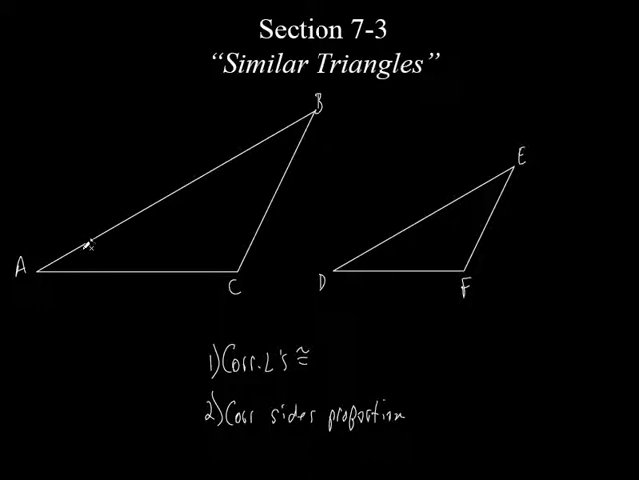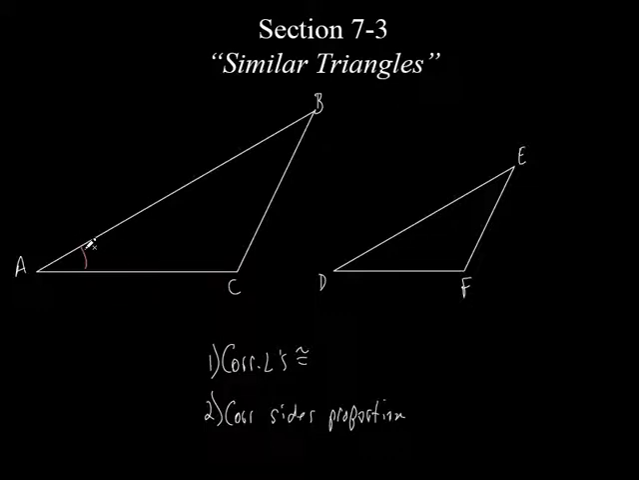If I just had, now remember what we had to show before. I had to show 6 things. I had to show 3 angles equal to 3 angles, and then I had to show that all 3 ratios of the corresponding sides were all equal to each other. That was 6 different things I had to show in order to say that my triangles were similar to each other. Well, this is a little bit shorter now.